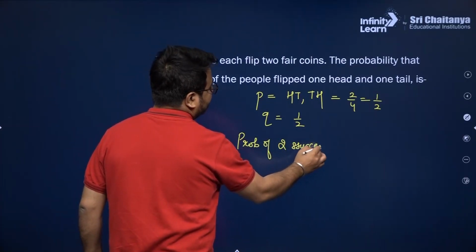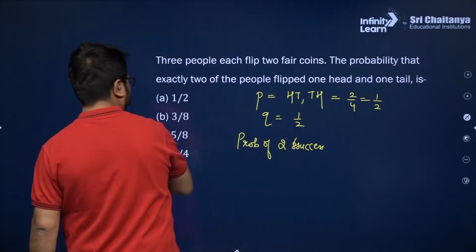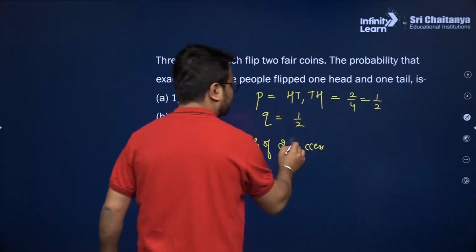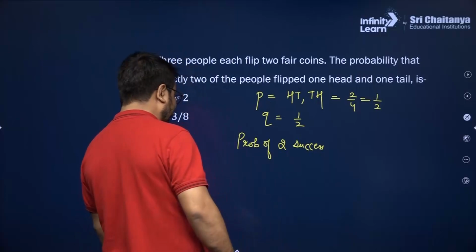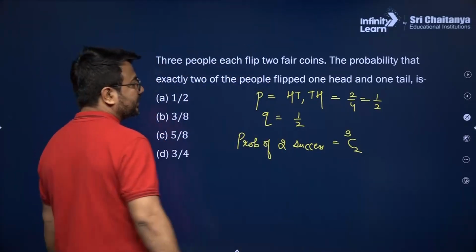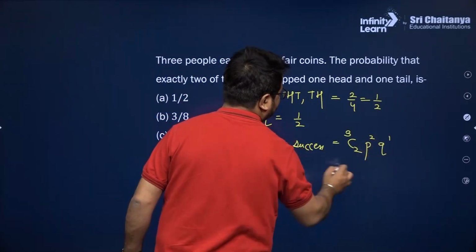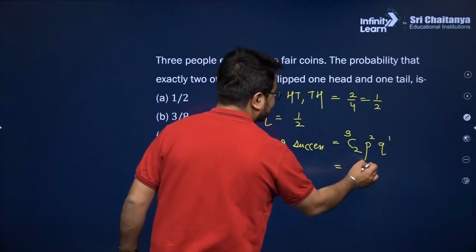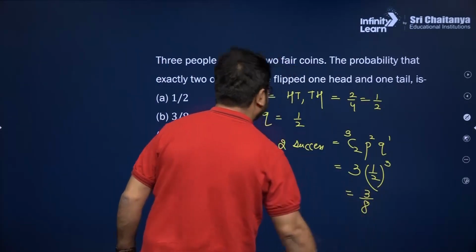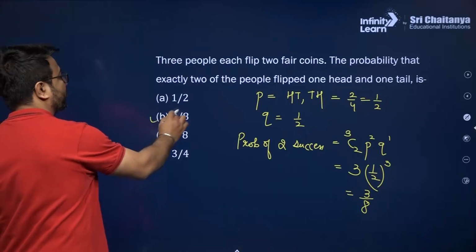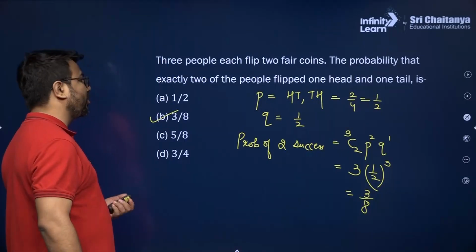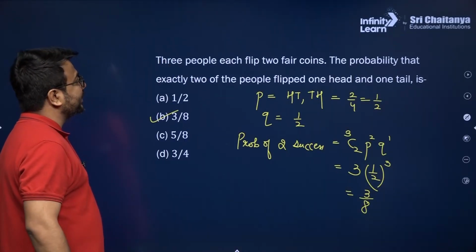So how will I get the probability of 2 successes? I need to select 3C2, then success raised to the power 2 and failure raised to the power 1. 3C2 is 3, success raised to the power 2 and failure raised to the power 1. This will be converted to 3 over 8. 3 over 8 is given to us in option B. Hence, option B will be the final answer. I hope you are able to understand how we got option B as the final answer. Now we are moving ahead to the next question.